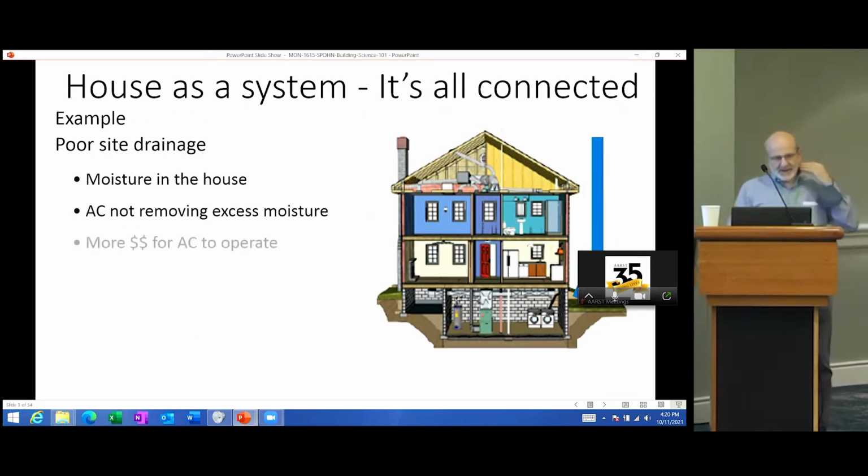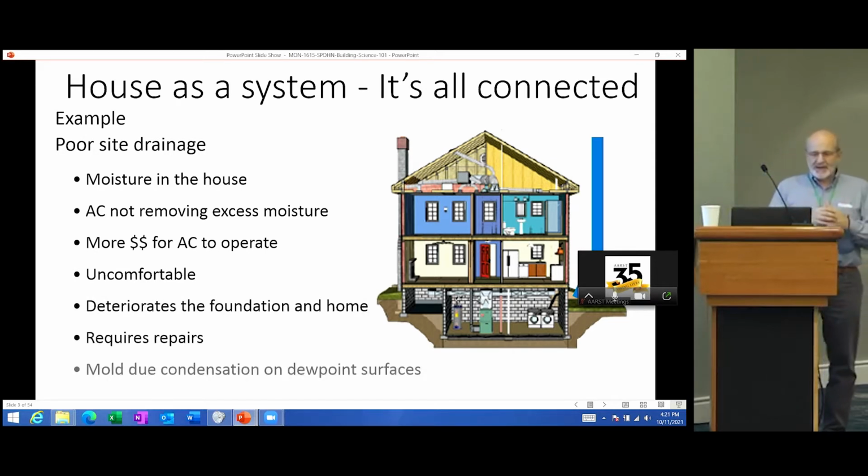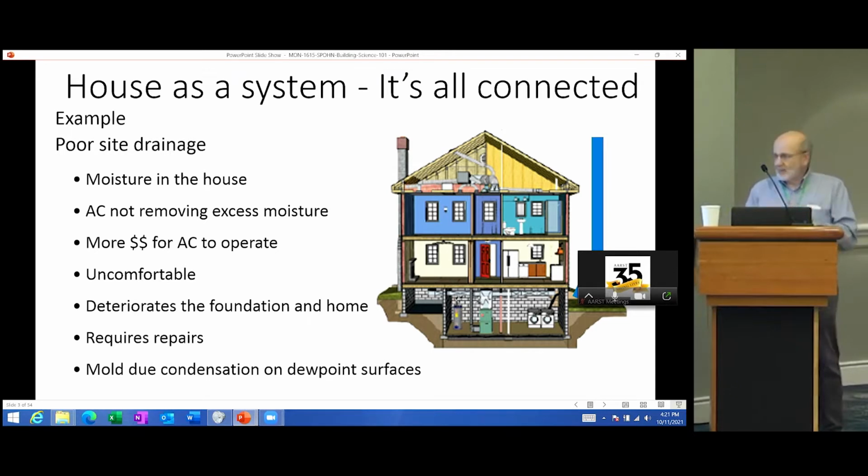So a house is a system, it's all connected. So this is really what building science is all about. One of the really easy things to understand is about moisture.